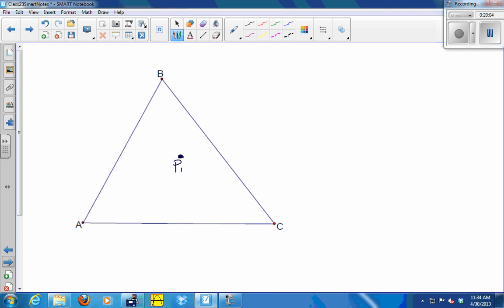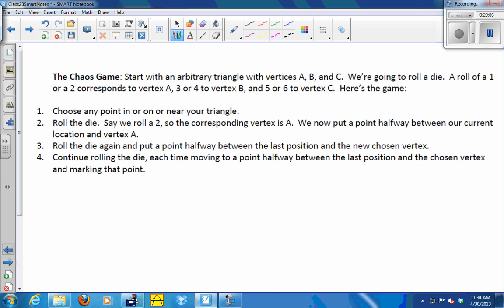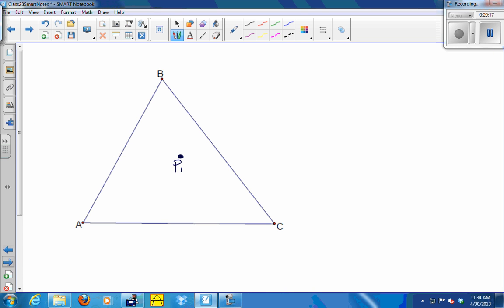Label it P1. Then roll the dice, and whatever number comes up, it corresponds to a vertex. So let's say we roll a 2, that corresponds to vertex A. I'm going to draw a line from P1 to A. It can be an imaginary line, but you put a line from P1 to A and mark a point halfway along the line, and we call that P2.